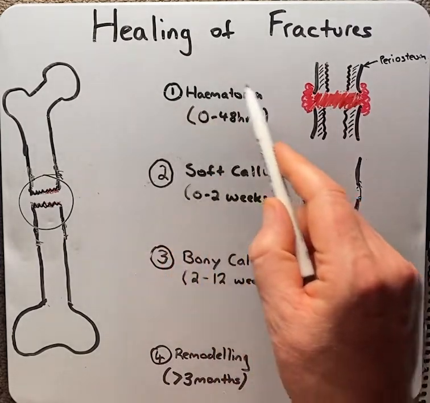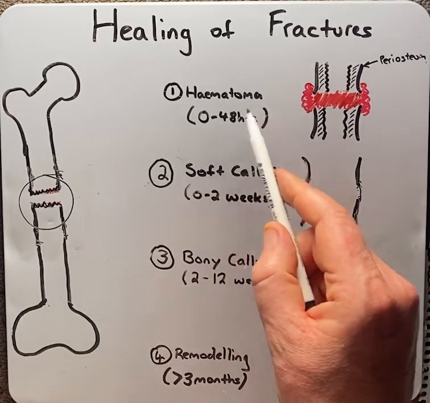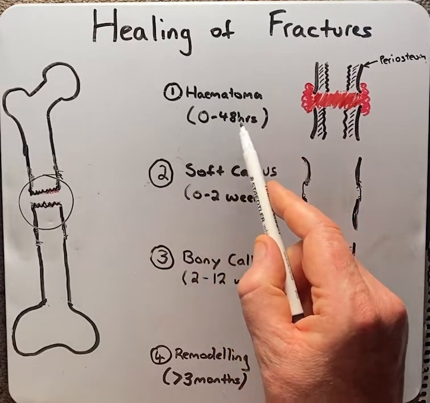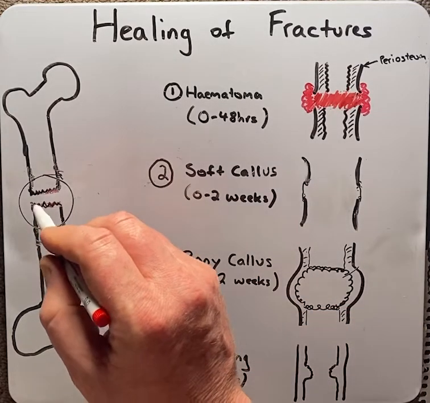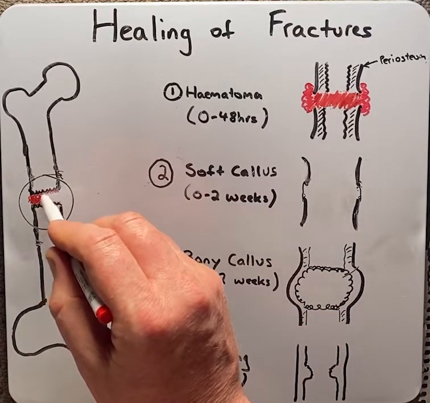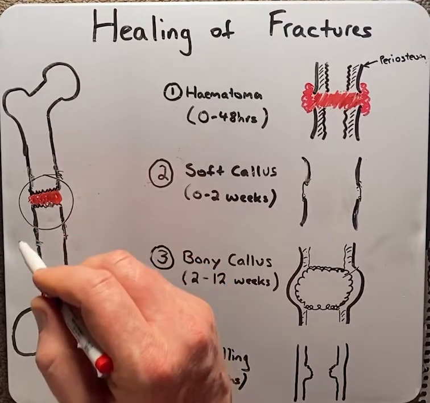In the first stage, which is known as the hematoma phase or the blood clot stage, this occurs from 0 to 48 hours post fracture. In this phase, ruptured blood vessels leak blood into the fracture site, which fills the gap between the 2 fracture ends.